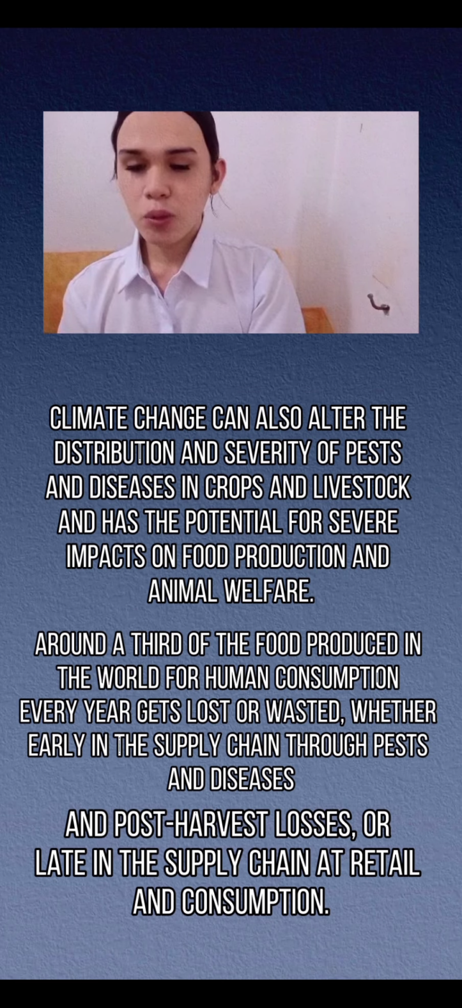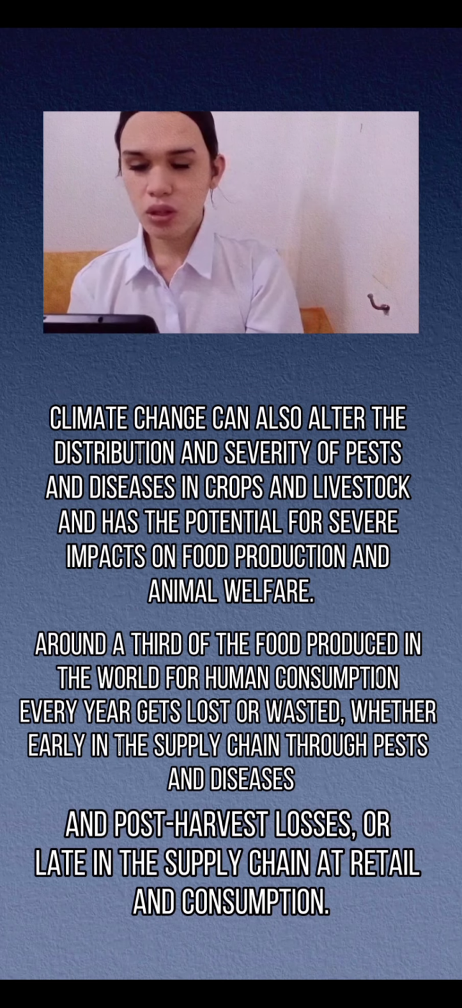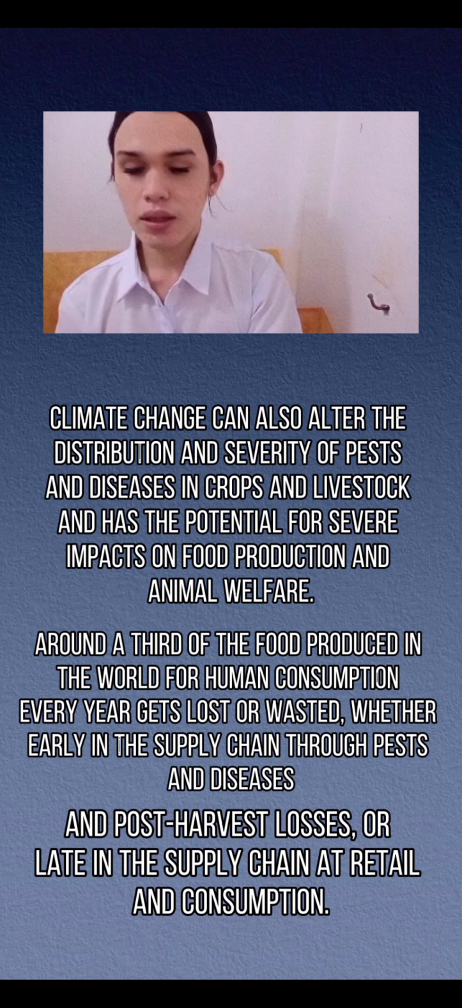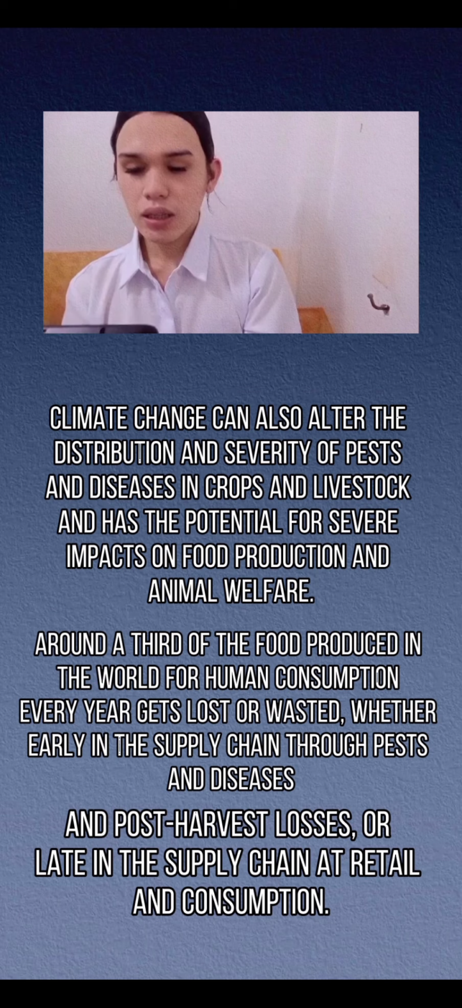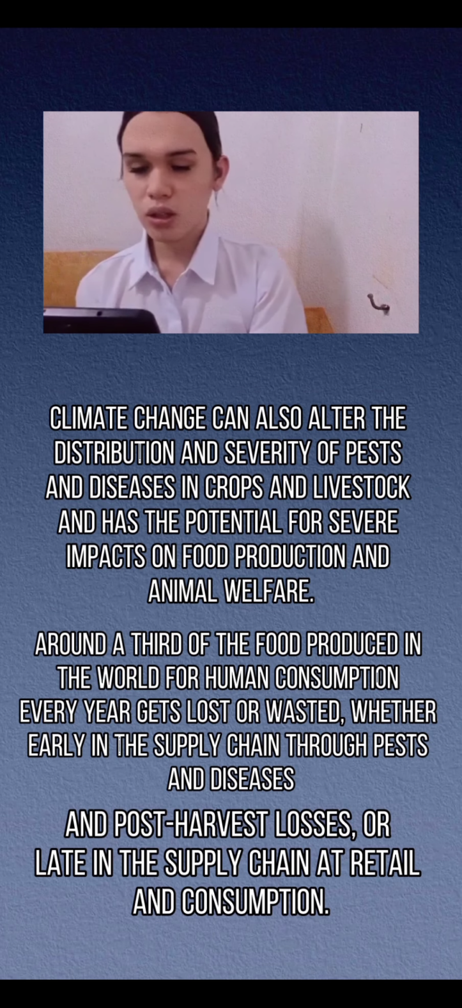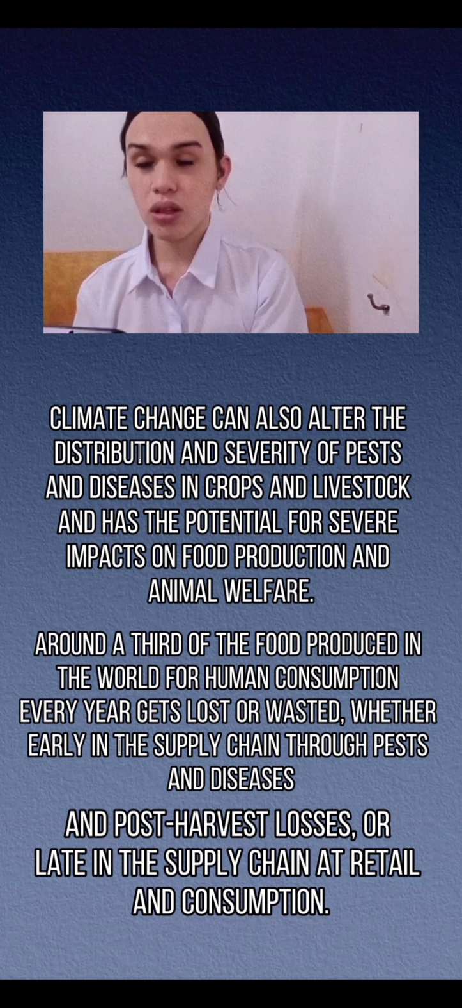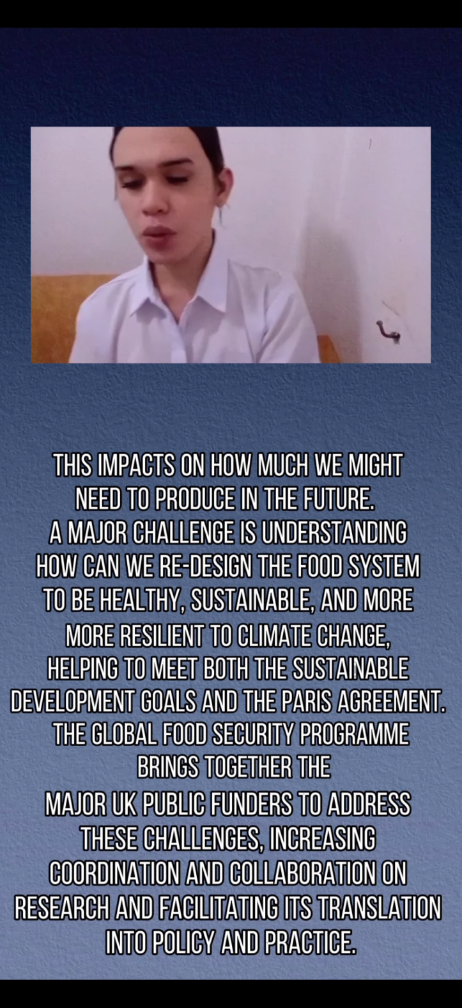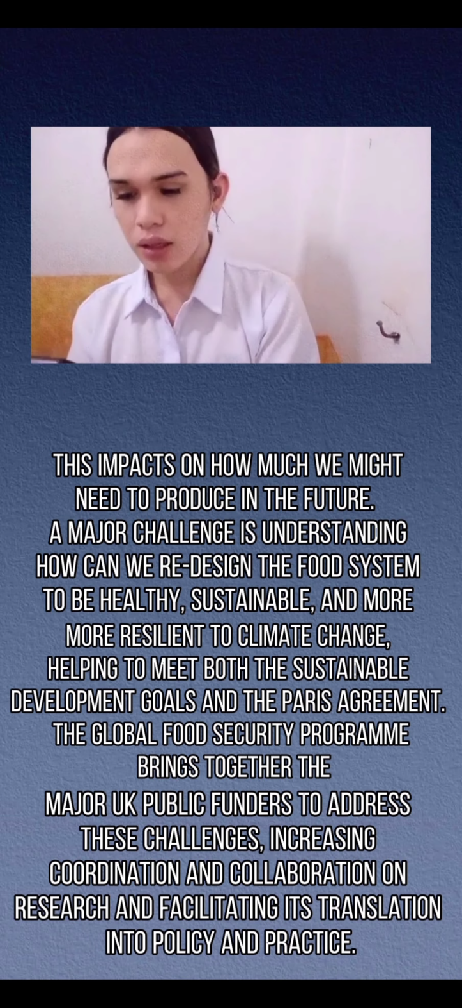Around a third of the food produced in the world for human consumption every year gets lost or wasted, whether early in the supply chain through pests and diseases and post-harvest losses, or late in the supply chain at retail and consumption. This impacts on how much we might need to produce in the future.